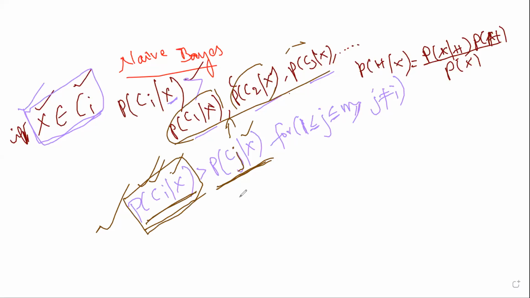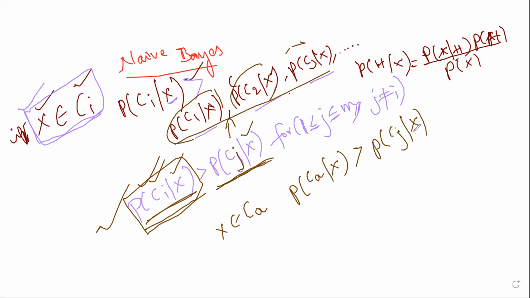Suppose there is a class Ca. If X belongs to the class Ca, then what is the condition? The posterior probability of the class Ca given X should be greater than all the remaining posterior probabilities of the classes present in the data set.